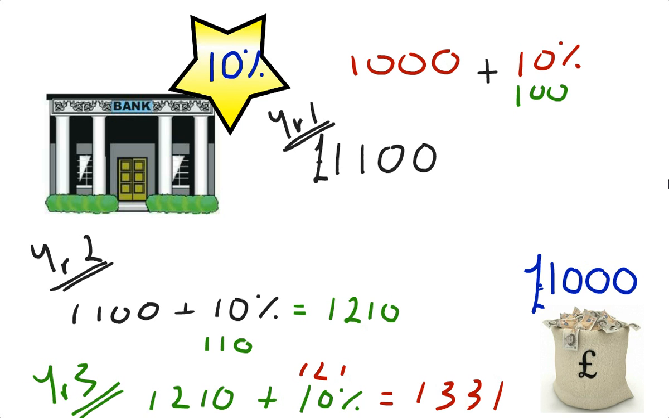So just by taking this £1,000 and putting it in the bank at 10%, we'd end up with £1,131 at the end of the 3 years.